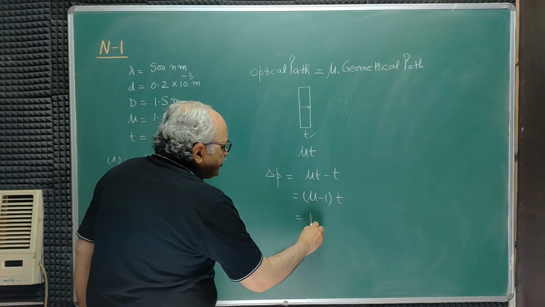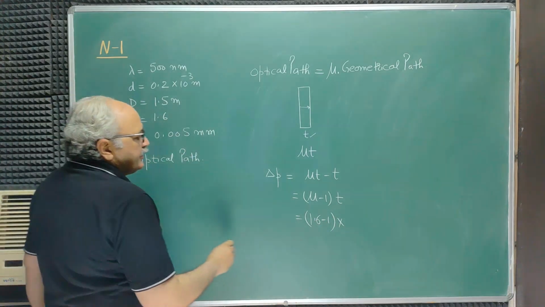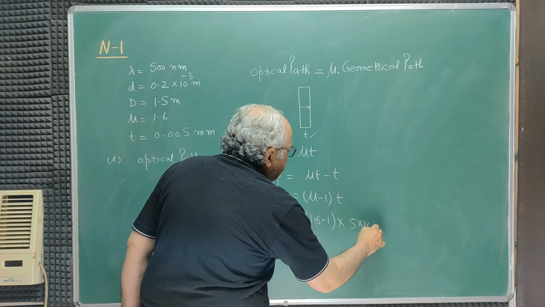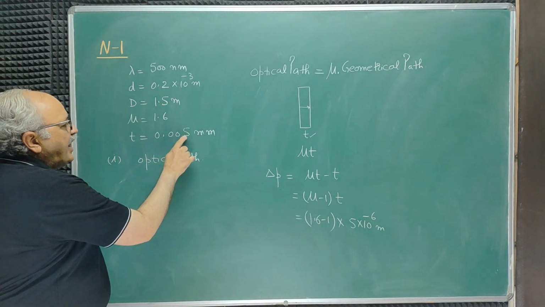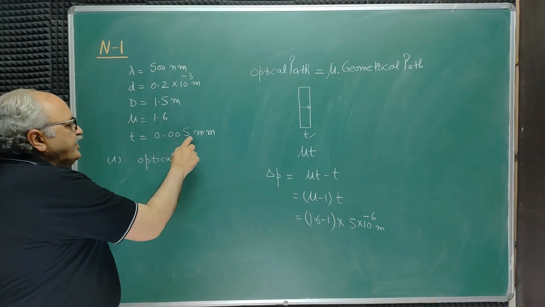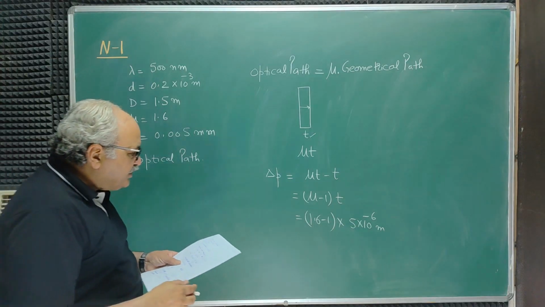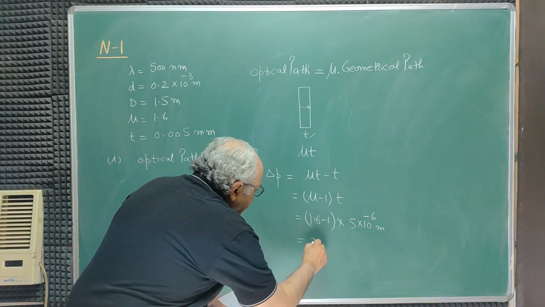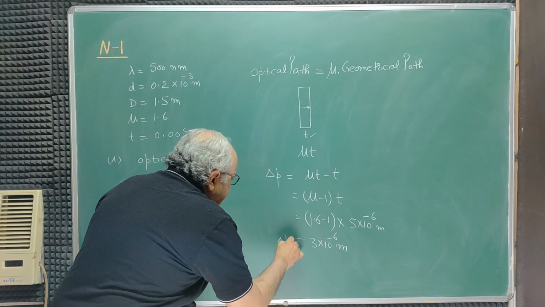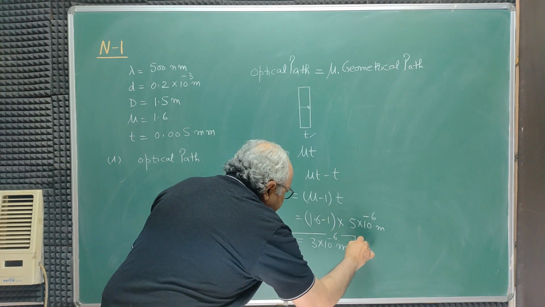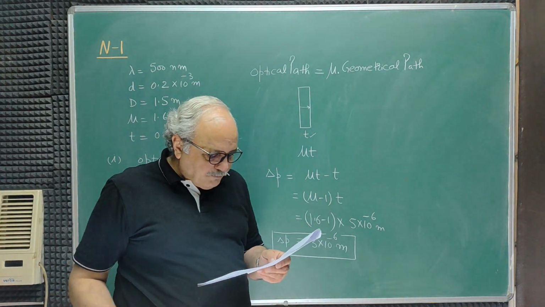So this mu is given to you as 1.6 minus 1, and the thickness is 5 into 10 to the power minus 6 meter, since it is in millimeter, and you have it up to 3 decimal places. Now if you calculate it out, this comes out to be 3 into 10 to the power minus 6 meter. So this is the optical path which is being changed by putting the transparent sheet into the picture.